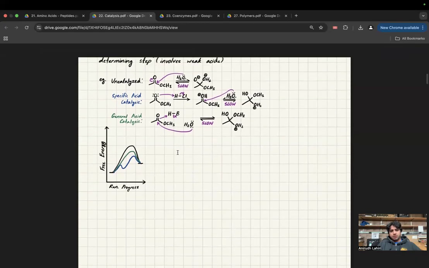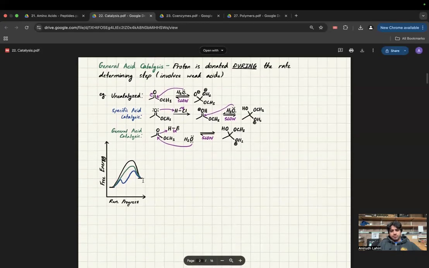Cool. These are the free energy diagrams, right? And we can see the specific acid catalysis does appear to be the most effective in that it has the lowest energy humps. Also understand why it has two energy humps, right? Because, sorry, there's two distinct steps.